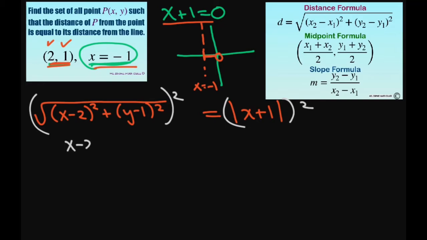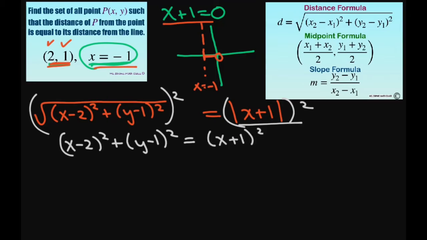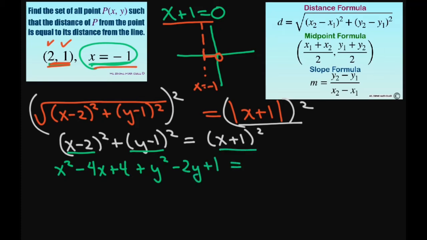So you're going to have X minus 2 squared plus Y minus 1 squared equals X plus 1 squared. It's going to be positive because we're squaring it. All right, and then let's simplify this by expanding. This is X squared minus 4X plus 4. This one's going to be Y squared minus 2Y plus 1. And this piece expanded is X squared plus 2X plus 1.